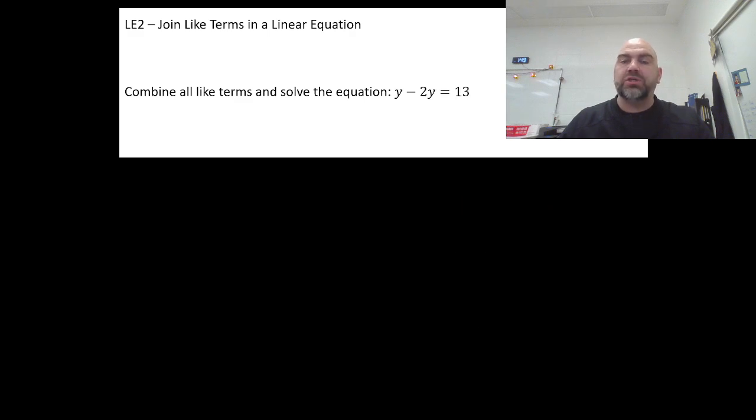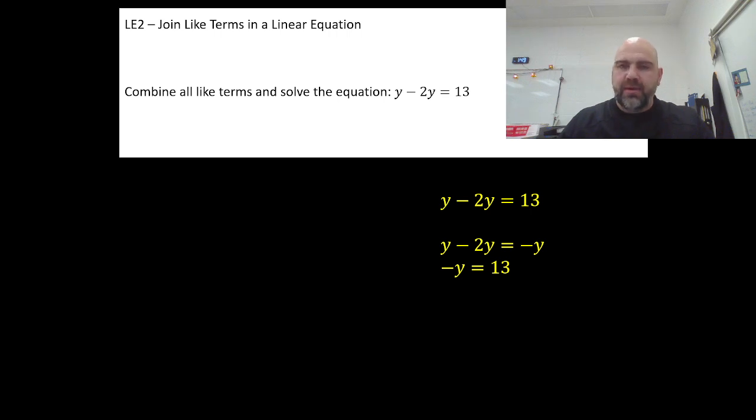All right, give this one a shot. What do you get as an answer? Okay, let's take a look at the answer here. We have y and negative 2y. These are going to simplify to be negative y. And so negative y is equal to 13.